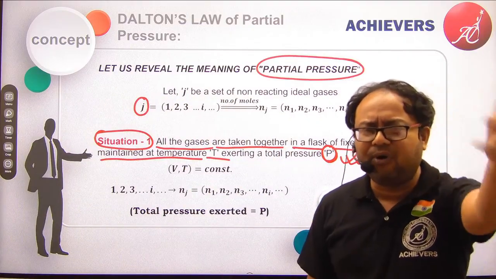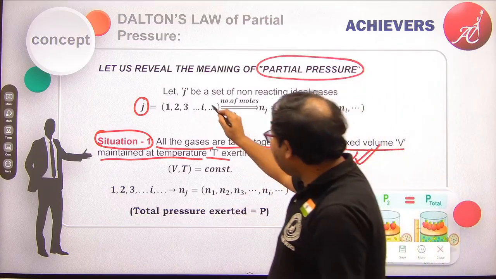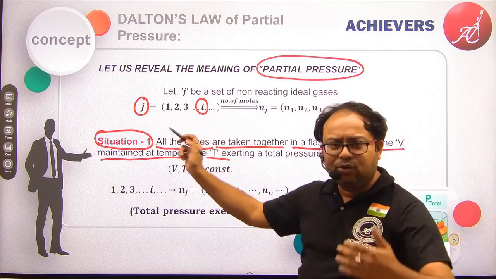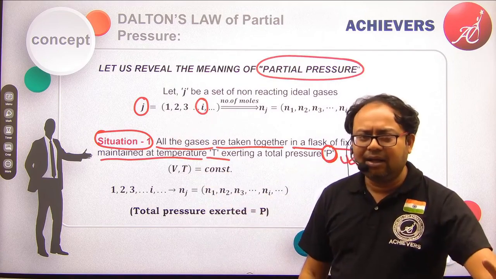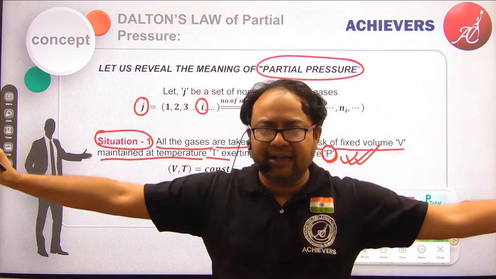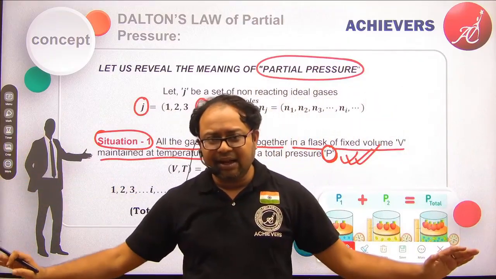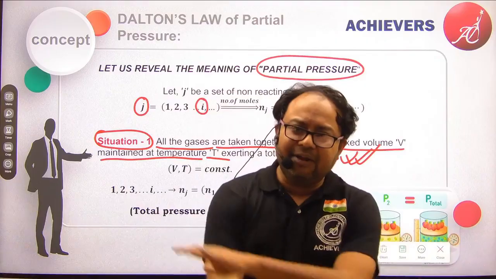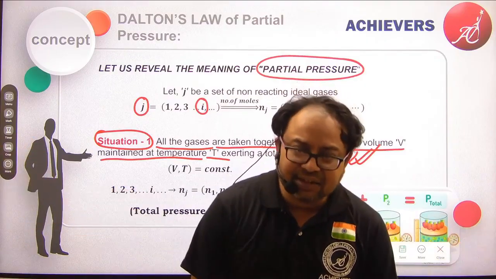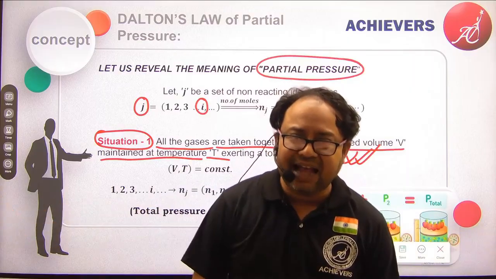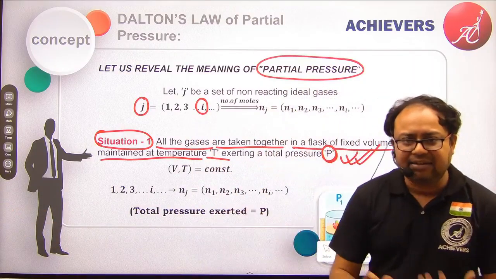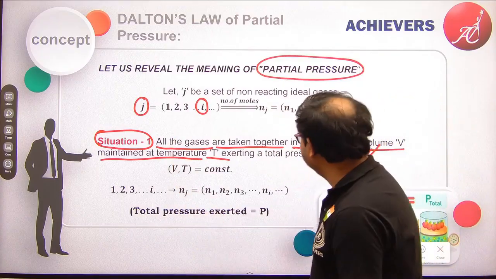1, 2, 3, 4, etc. And I is an arbitrary gas. I can be 1, I can be 2, I can be 3, etc. So J is the complete set of all the non-reacting gases. Those are taken together, and the number can be infinite. You can have a large number of gases. And any arbitrary gas is denoted as small I.